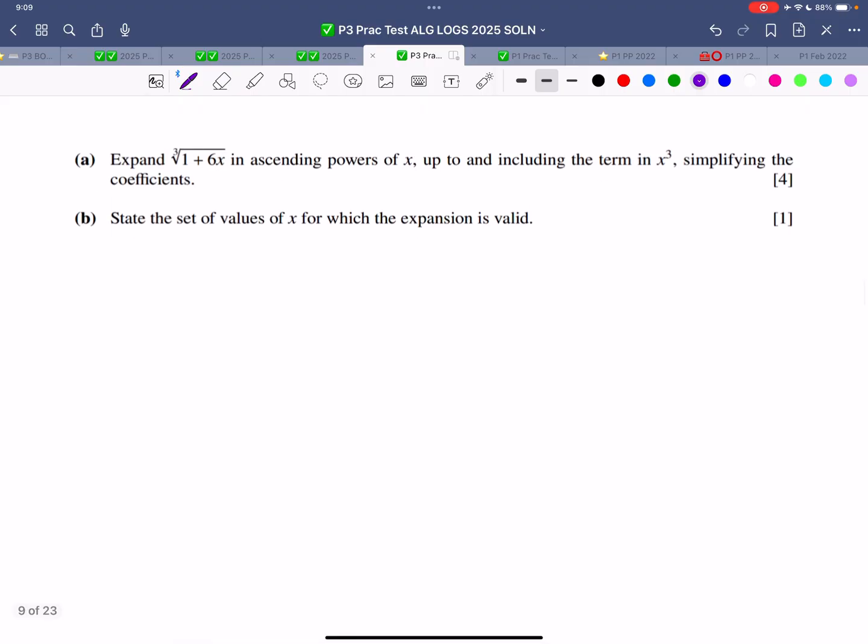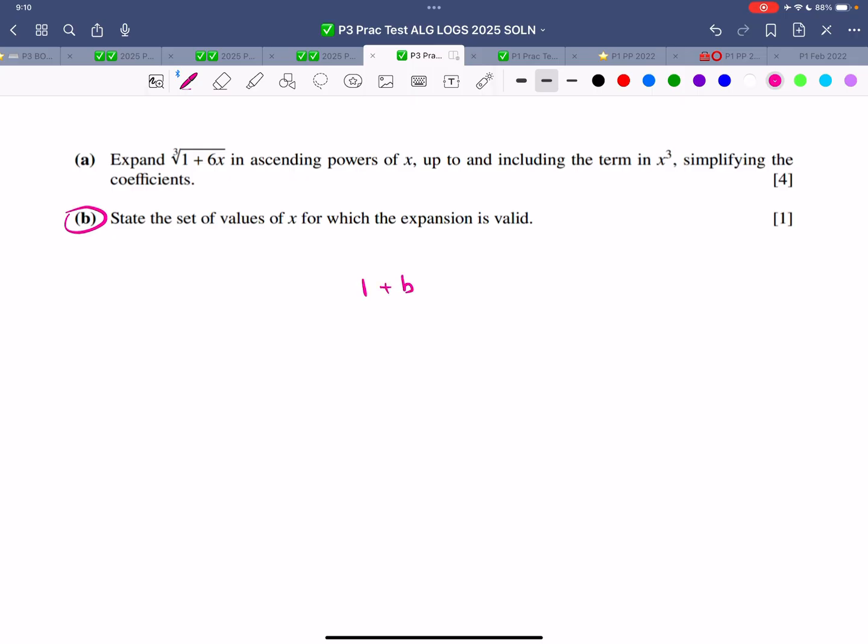Now the third question, what is this about? It says expand this thing in ascending powers of x up to and including the term in x cubed, simplifying the coefficients. And then state the set of values for which the expansion is valid. Let me just focus on part B first.